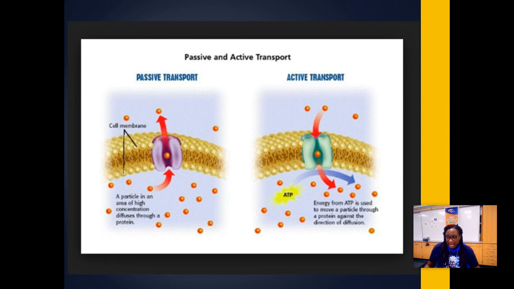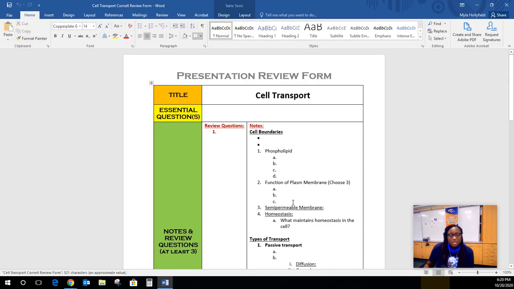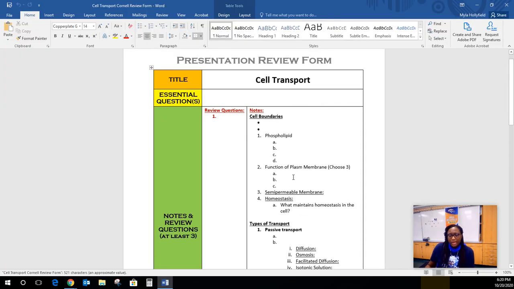What I'm doing now is opening up my Word document so we can look at the notes. So this is the Cornell notes. Things that you need to add. From the very first how-to slide, you have your essential question. Please make sure you type those. I do want you to have my essential questions there because it will help you with your summary.